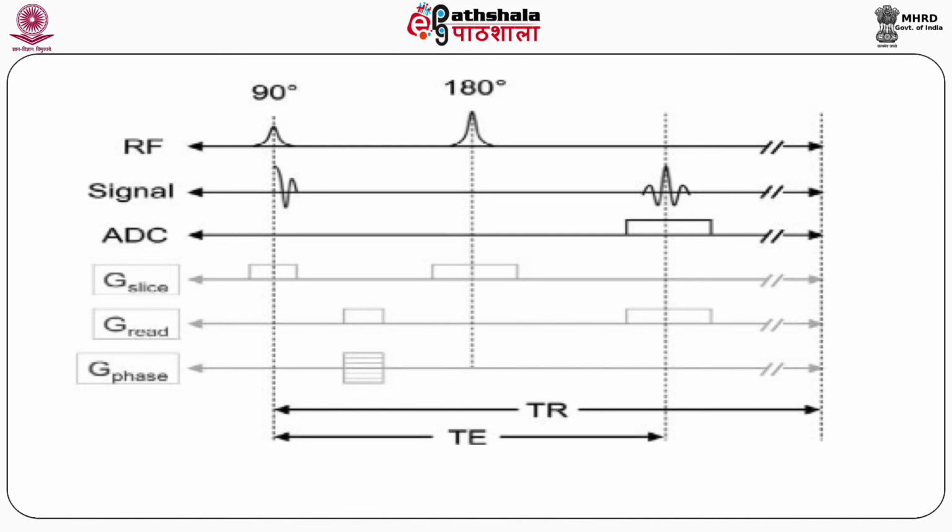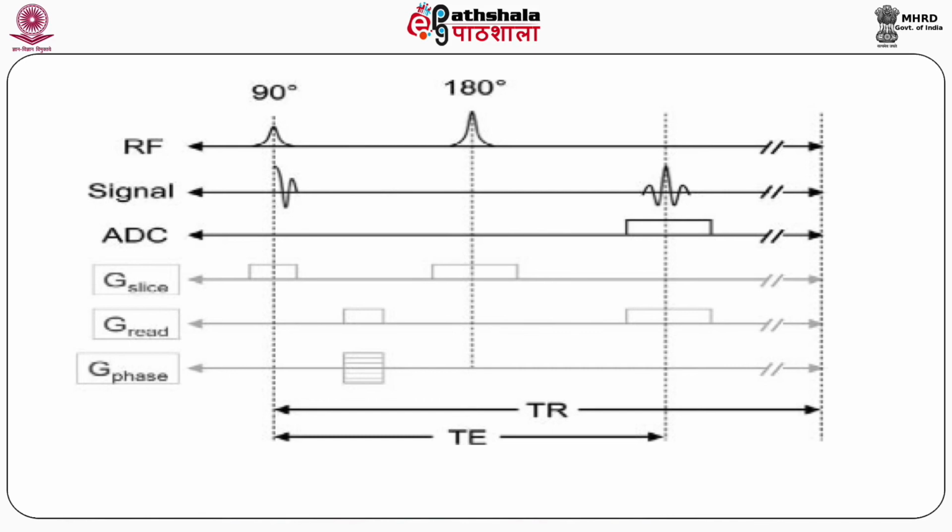So there are two factors. One is the TR, the time between two successive 90 degree RF pulses, which determines how much longitudinal relaxation will occur before constructing the next rows of the image. TE is the time between the peak of the 90 degree RF pulse and the peak of the echo that is formed.